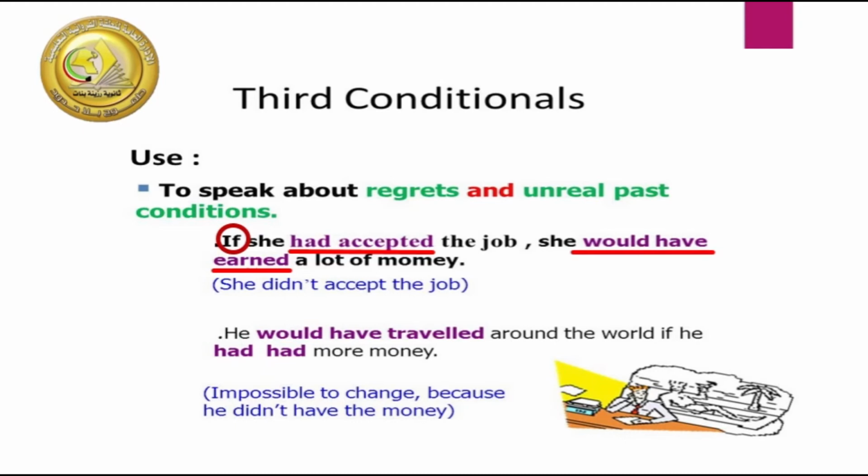Number 2, he would have traveled around the world if he had had more money. In the second example, as we can see, we have if in the middle of a sentence. This won't affect the rule.